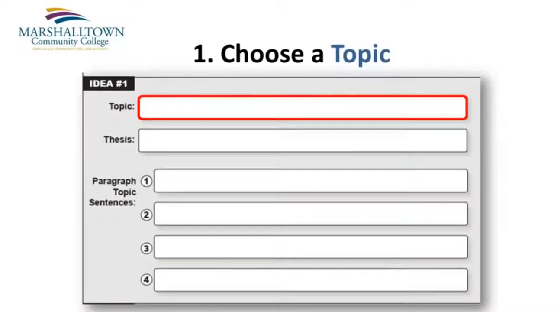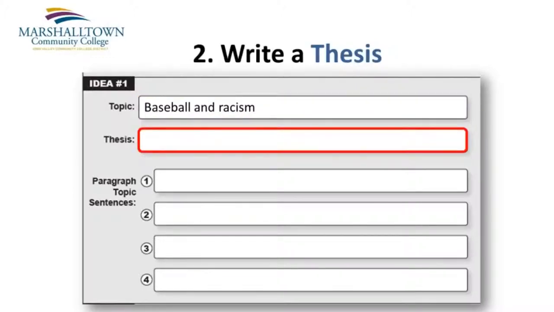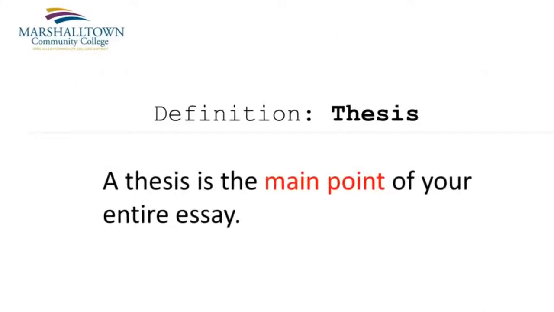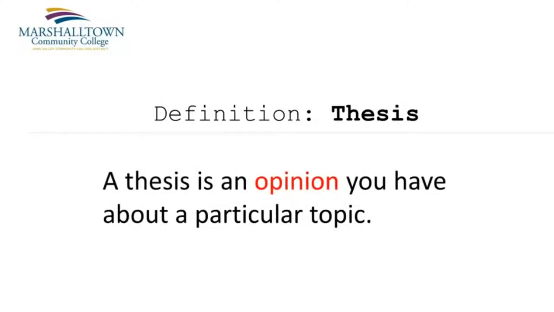In my example here, I think I'll use the topic idea baseball and racism. Next, I'll have you write a thesis statement based on your chosen topic idea. Now, as I mentioned earlier, a thesis is the main point of your essay. It's the basic idea that you want to share with your readers, and it can also be an opinion that you have about a particular topic.